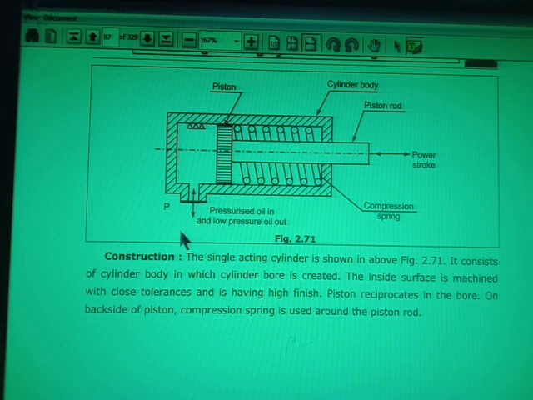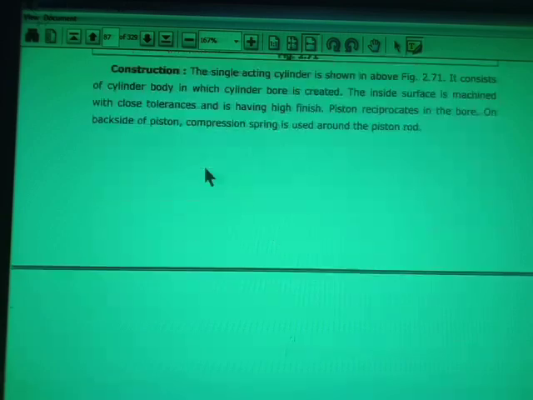The 3x2 direction control valve position is changed. Then whatever oil is stored here will go through this port to the reservoir, and due to the spring force, the piston will return to its original position. So that is the construction and working of the single acting single rod hydraulic cylinder.